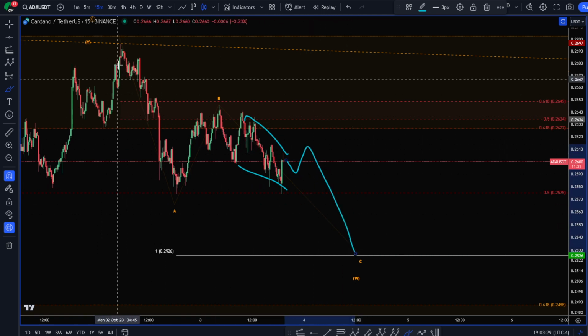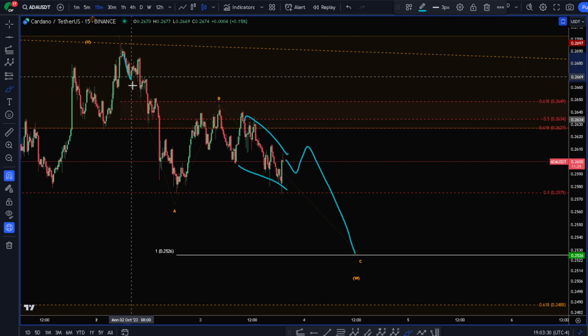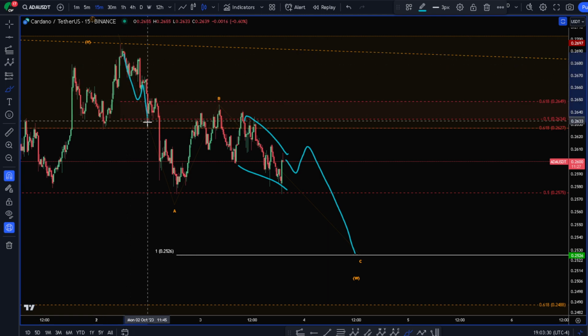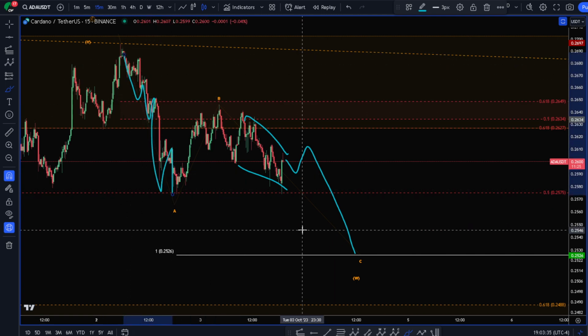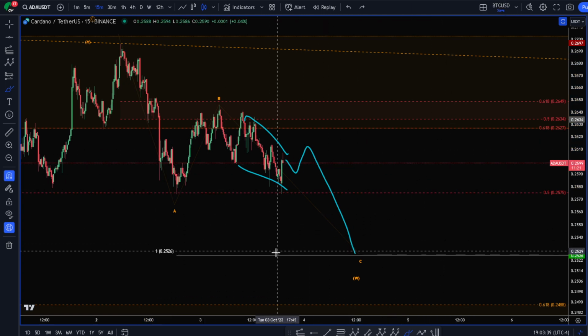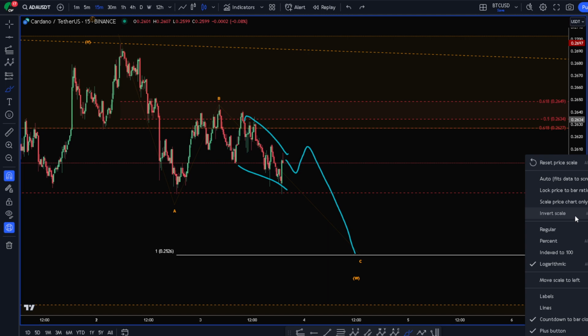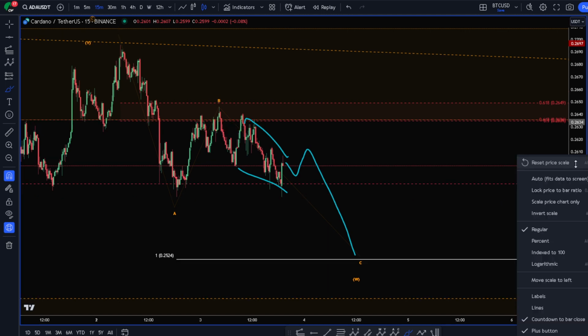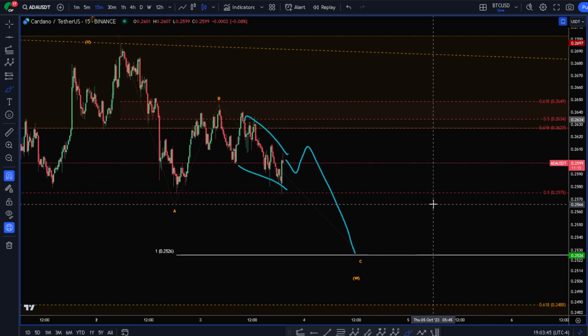If this came down in 3, then I'd have to recount this as 3, where it'd be an A, B, 1, 2, 3, 4, 5. So you can see how you can count it both ways. So either way, taking profit at 25.26 on Binance. I believe that's the closer of the two. Yep, taking profit down there.